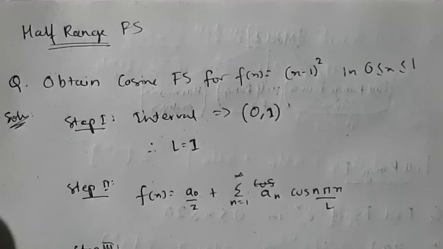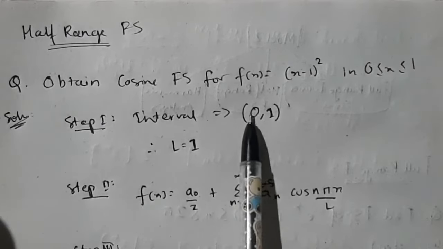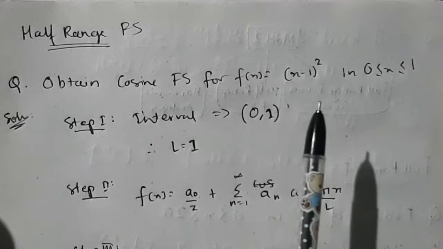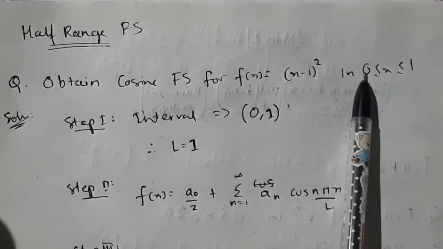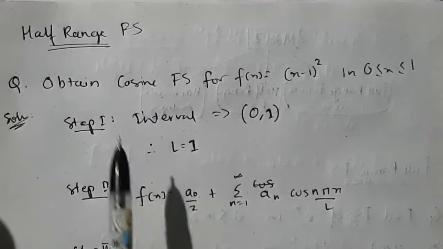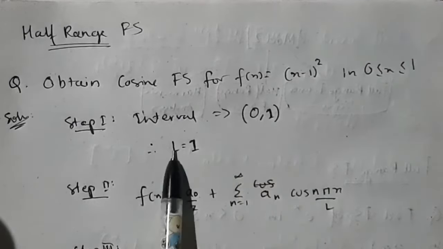This one is your second topic, which is half range Fourier series. It's very simple. The interval will always be 0 to some pi or 1, pi, 1, 2, anything. So the interval will always start from 0. First thing, the same thing, if they give cosine, let me explain. Write the interval here, 0 comma 1. First step, L is equal to 1.